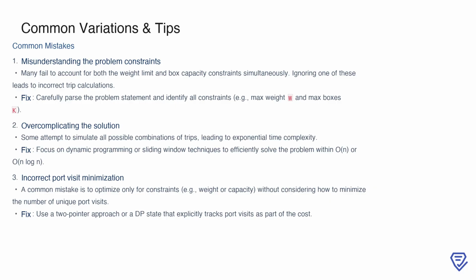First, it's easy to misunderstand the problem constraints. Many people fail to account for both the weight limit and the box capacity constraints at the same time. If you ignore one of these, it can lead to incorrect calculations for the number of trips required. The best way to avoid this is by carefully parsing the problem statement and making sure you clearly identify all the constraints, like the maximum weight W and maximum box limit K.